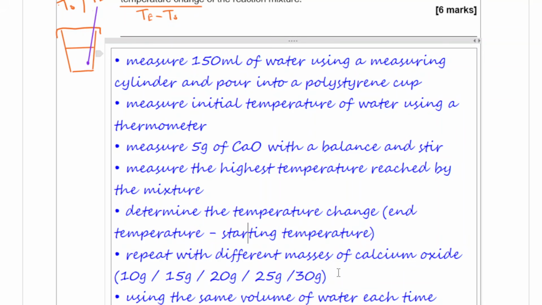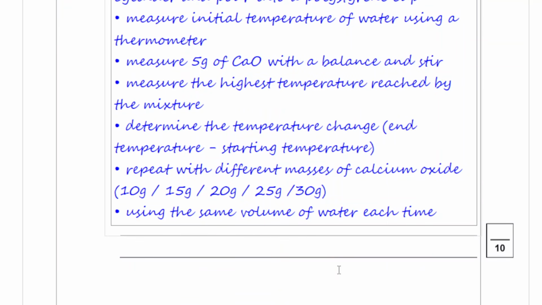Repeat with different masses of calcium oxide, such as 10 grams, 15, 20, 25, and 30 grams, using the same volume of water each time. Now, you could record the average temperature change as well. That brings us to the end of question number 2, and I will see you in question number 3.